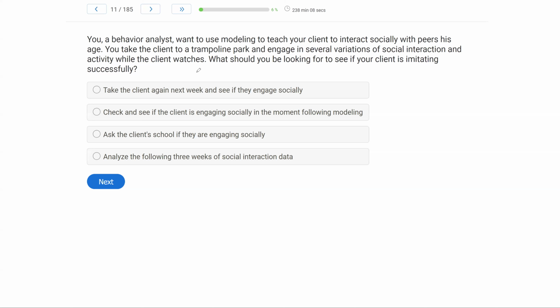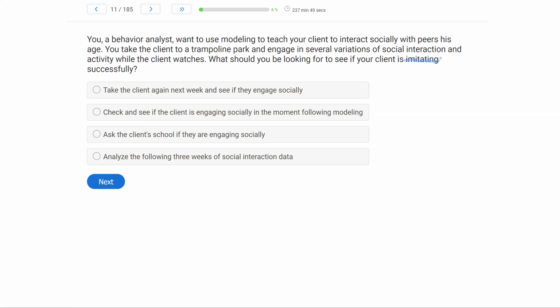You, a behavior analyst, want to use modeling to teach your client to interact socially with his peers his age. You take the client to a trampoline park and engage in several variations of social interaction and activity while the client watches. What should you be looking for to see if your client is imitating successfully?